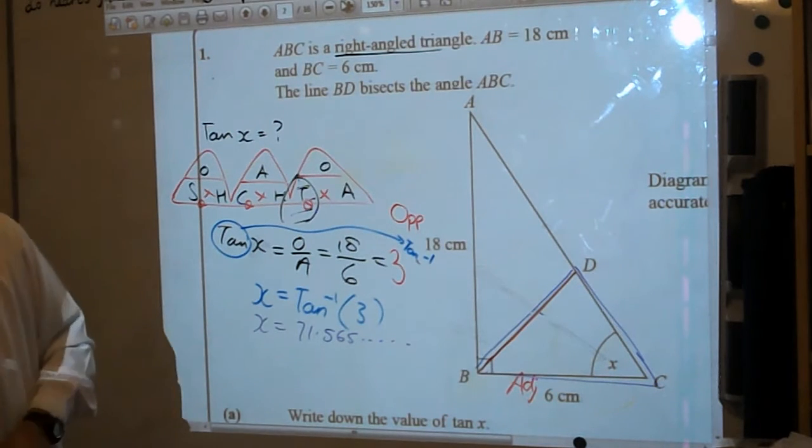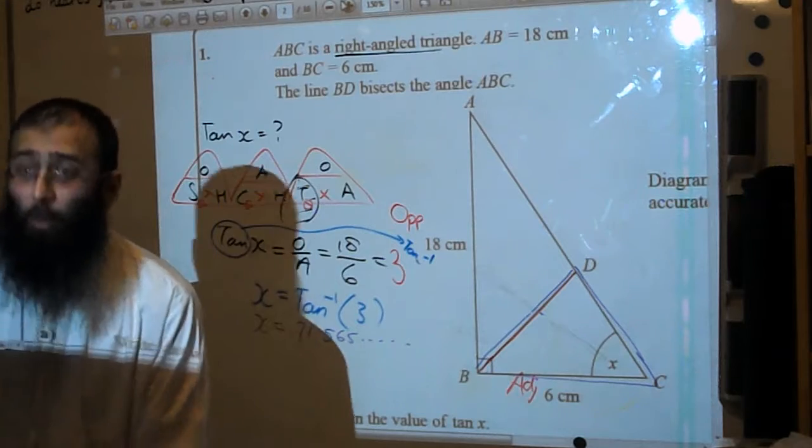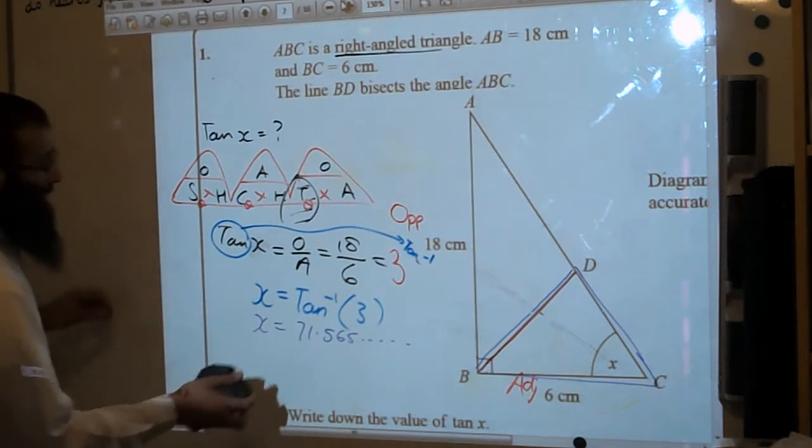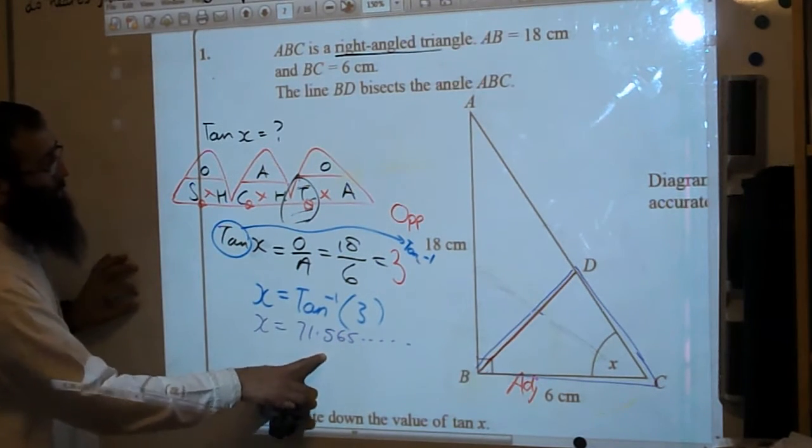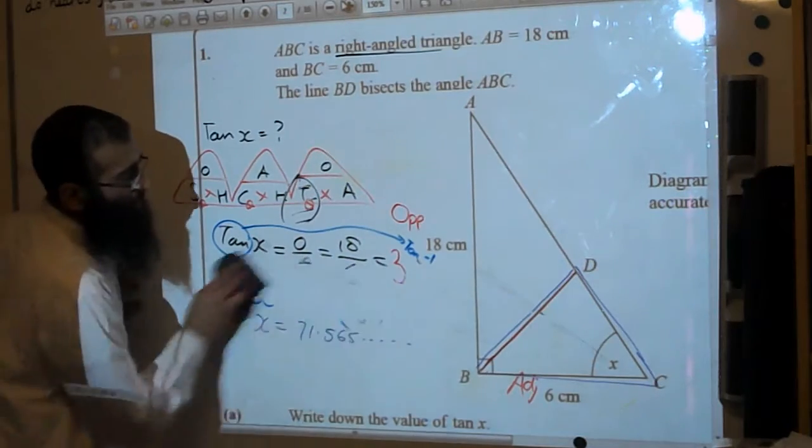Ready for that one? Are we awake here? Not tired, are we? Okay, I'll leave that value there for the moment. I'm going to get rid of this because I need the space.